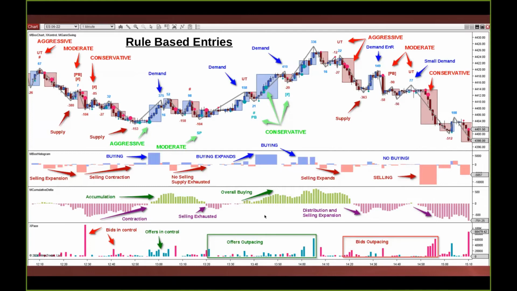Same chart. So these are rule-based entries. At the left, we have that up thrust. That's before we see the supply. That would be considered aggressive. When you see this total control of the bid, it becomes a little less aggressive, okay? Now we get this signal. We have a double algo. We have a supply. This is a solid entry because it's moderate. We've already seen the supply. We've got a double algo here. We're seeing some selling expand, okay? Then conservative here.